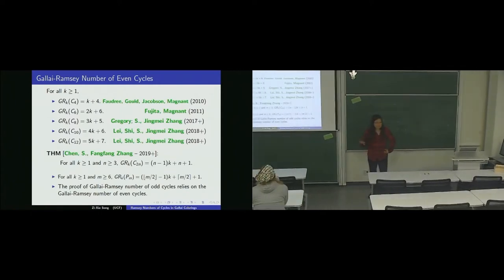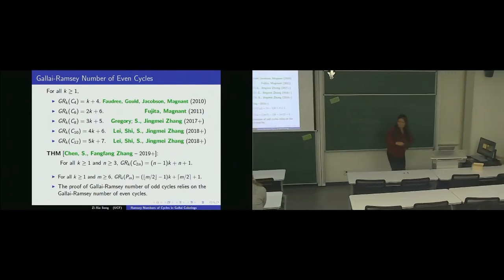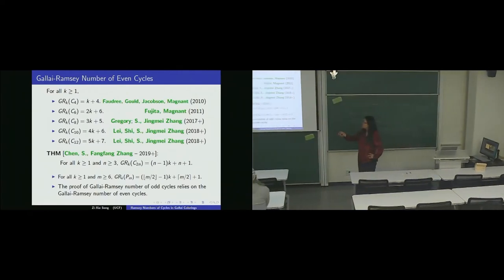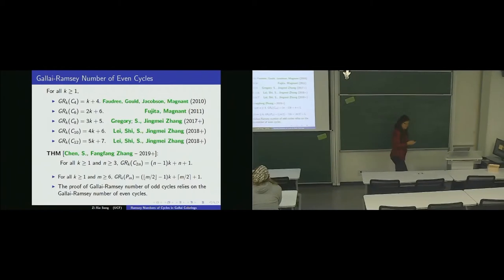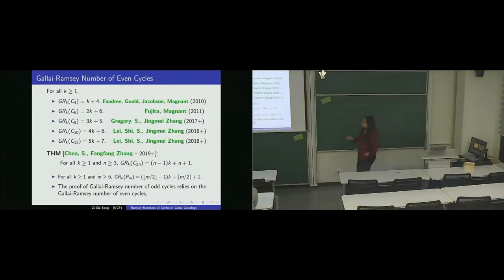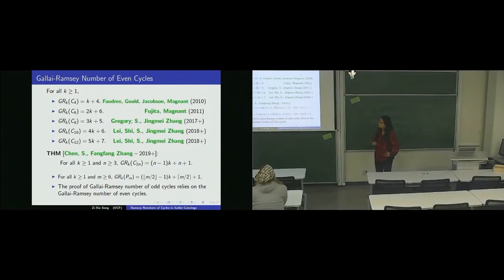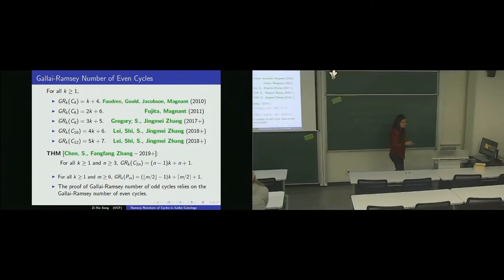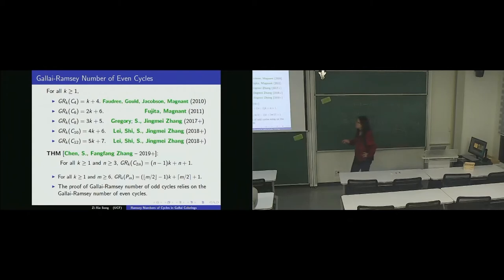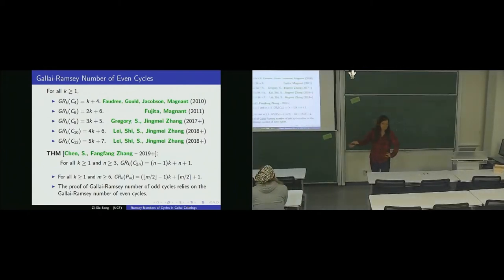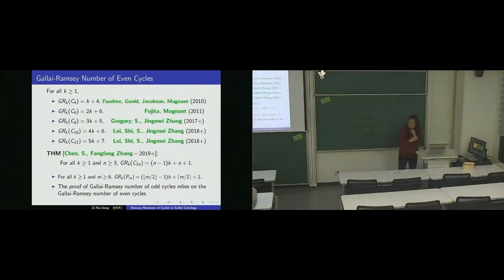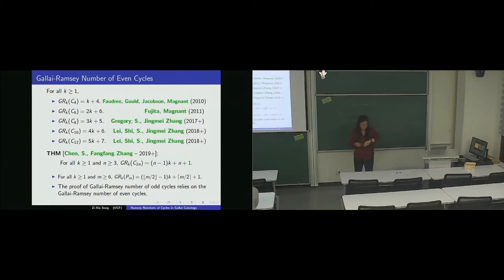When we finished the proof for all the cycles, we roughly knew how to do even cycles. So with Fangfang, and I forgot to mention Fangfang's advisor, Yao Jingchen, a professor at Nanjing University, we completed even cycles. We didn't use the earlier strategy, and we solved this one for all now. Once you know the Gallai-Ramsey numbers for even cycles, you get the paths or matching you are looking for. Now I want to show you roughly how we prove this one.